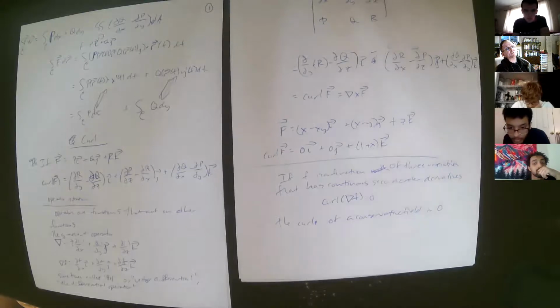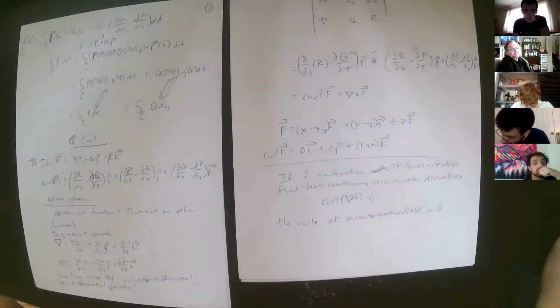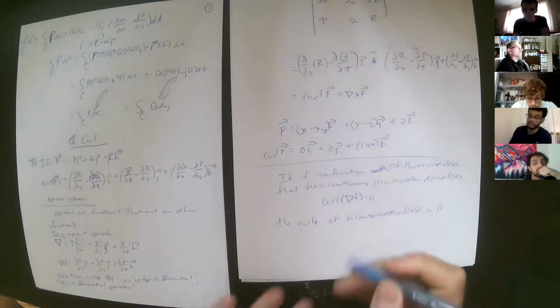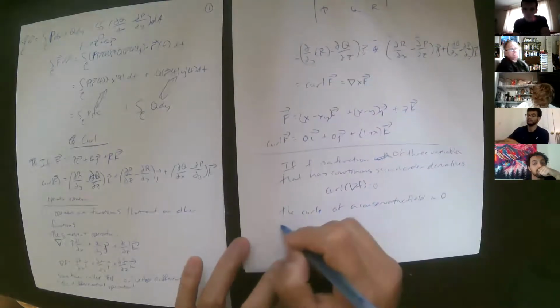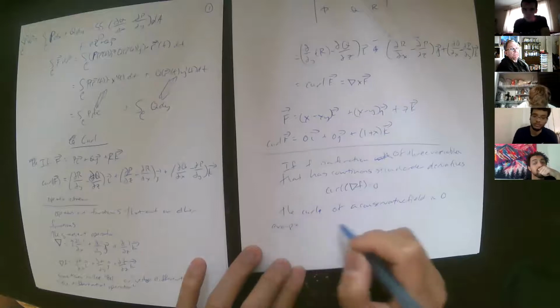If I get a vector field with 0 curl, is it also conservative? This is one of our ways to check. What do we think? So let's look at this field.